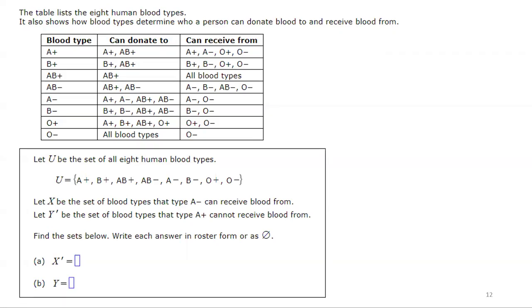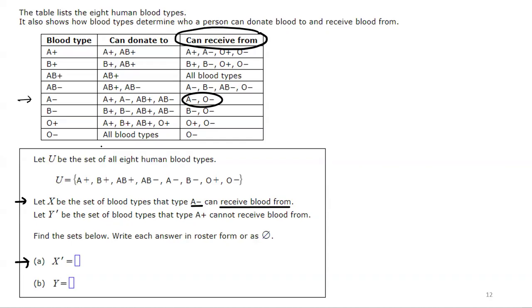Okay. So let's go through this. It tells me, let X be the set of blood types that A negative can receive blood from. So let's go to our chart. Here's A negative. It says the set of blood types that A negative can receive blood from. Because here's can receive from, A negative, O negative, right? So they can receive blood from there. That's what this is saying. Let X be this. So the answer here for this part is A negative, O negative.